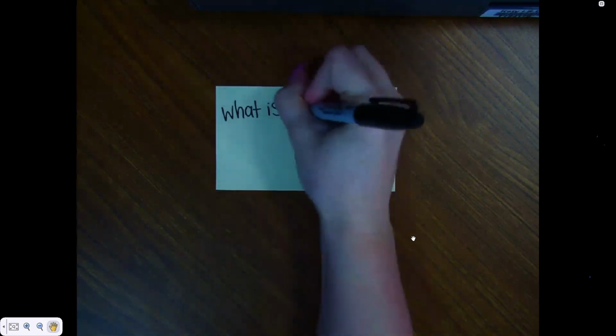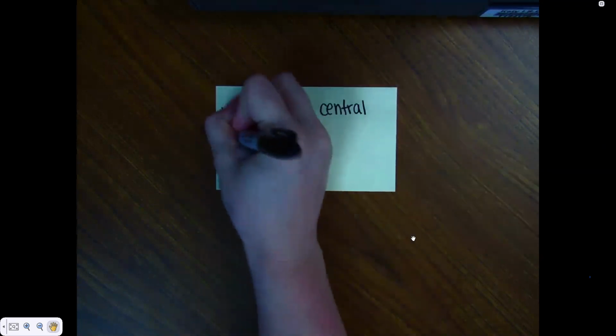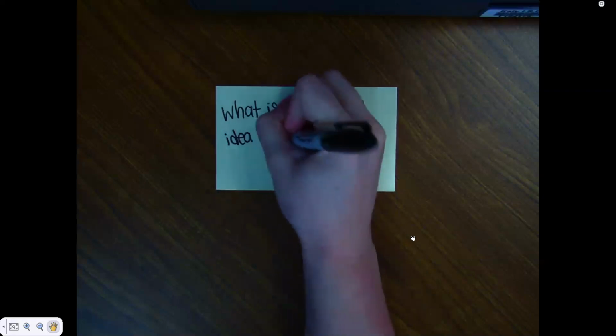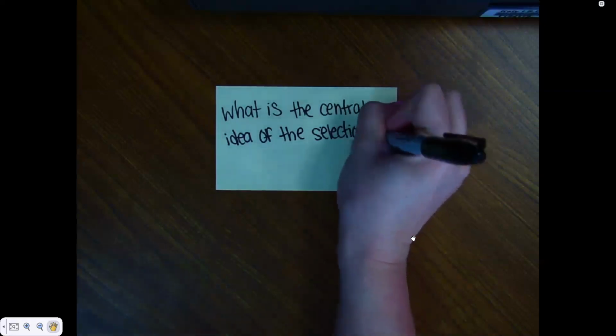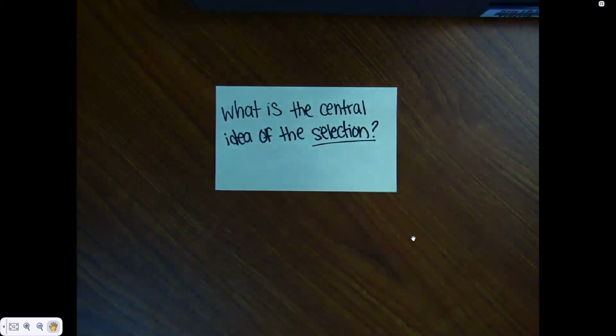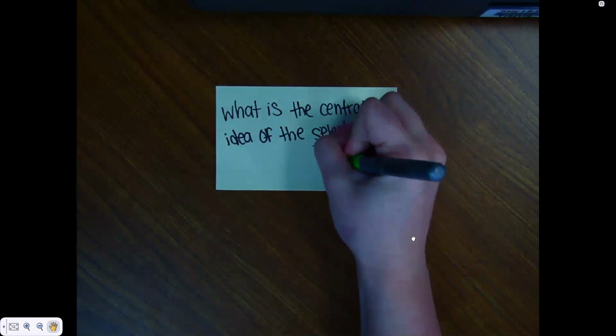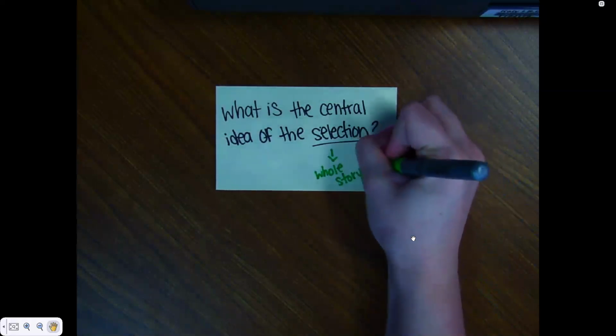What is the central idea of the selection? Okay, so that's one way you're going to see it. It says selection, so we know this means the whole story. I want to know what the whole story is about. I don't want to know just one part of it. I want to know the whole story. Okay, so that's one way you could see that question asked.